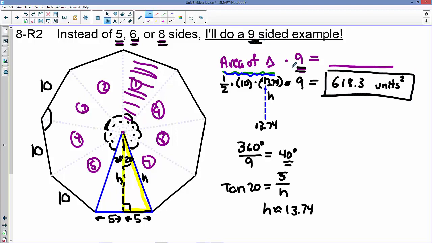Your problem will work the same, except instead of 9, you'll use 8 in this formula here for 8, 5, or 6. You'll put the 8, 5, or 6 here. And you'll get a different angle. So this 20 would be 22.5 for 8-sided, I think it is. And for 6, it'll be 30.